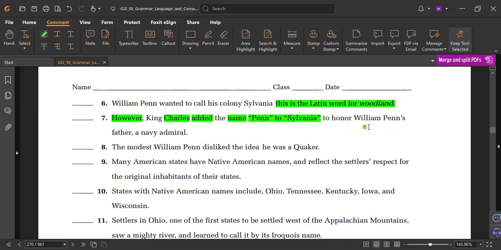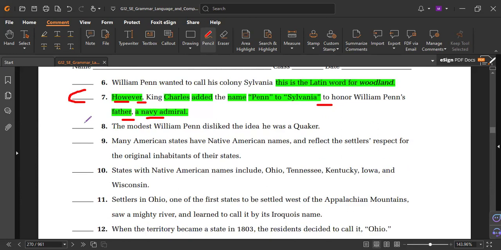And then he said to honor William Penn's father. And then he adds an appositive phrase to tell you information about the father, for example, his job. Here, this is a comma because we have an appositive phrase after, and this is a comma because we have a conjunctive adverb at the beginning of the sentence. So we don't need punctuation here. Right? So that is 7, it is correct.